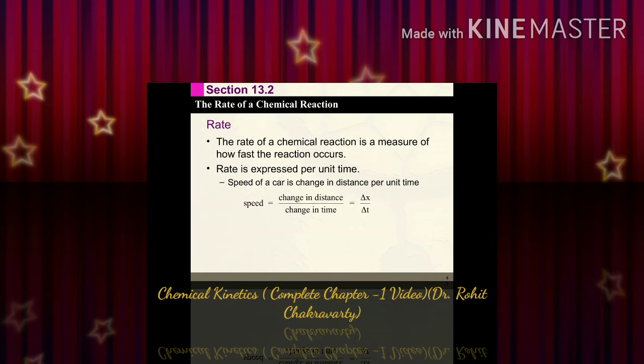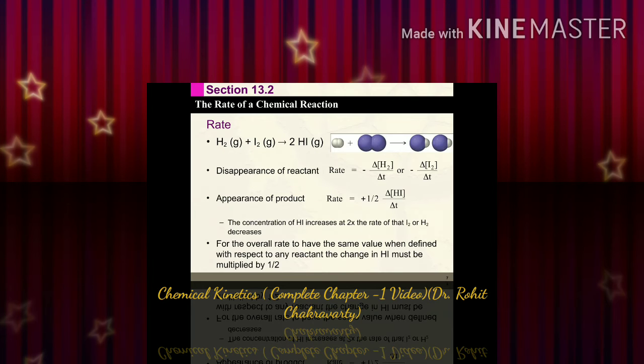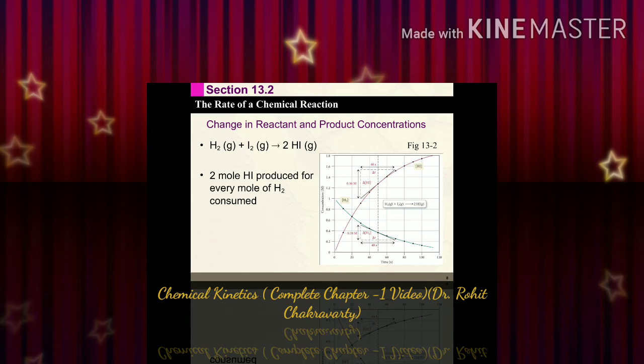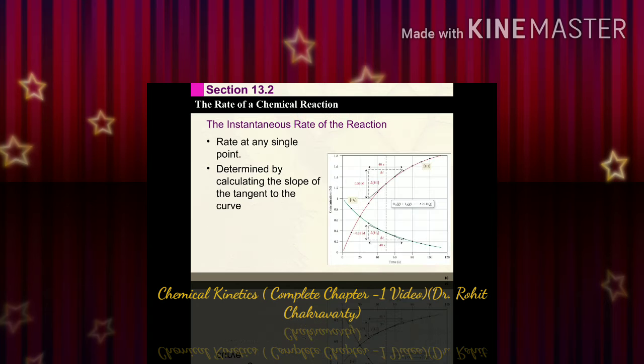What is rate? Speed is equal to change in distance upon change in time. Similarly, the rate of a chemical reaction is how much reactant gets converted into product per unit time. The rate of reaction here is the disappearance of reactant, so we write it with a negative sign, and product is always positive, with differentials. Now here I have given the definition of the average rate of reaction.